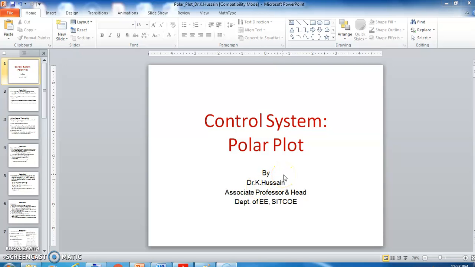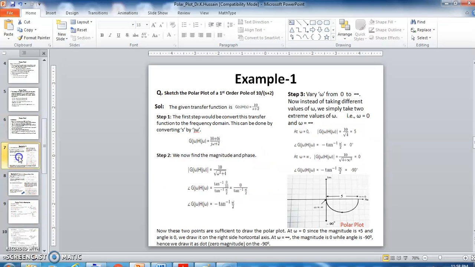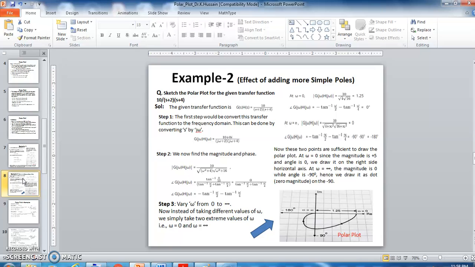Last class, we discussed the polar plot in control systems, how to sketch the polar plot, what the procedure is, and what the advantages and disadvantages are. And at the end, we took one simple example of the polar plot: how to construct and sketch the polar plot for a first order system. Now we'll take another example here.